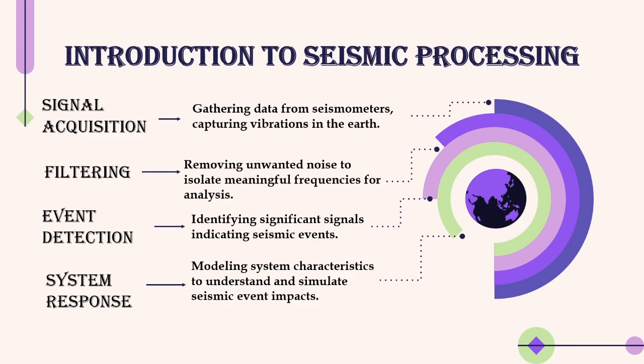Event detection. In this step, we pinpoint significant fluctuations that may indicate seismic events. By setting thresholds and using statistical methods, we can distinguish between normal ground vibrations and actual seismic events, increasing the accuracy of our detection process.